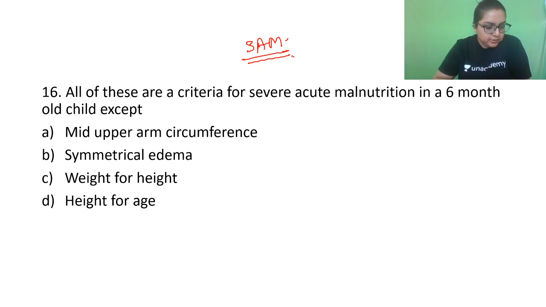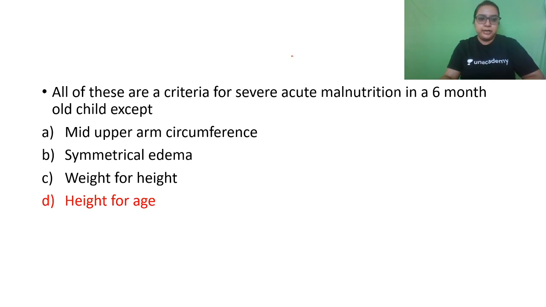Okay, again I'm getting a mixed picture. All are criteria except height for age. For SAM, the three measurements are: mid-arm circumference less than 11.5, symmetrical edema, and weight for height, right? Correct. Height for age is more for a chronic type of malnutrition. But for SAM, we have all these three parameters. Got it, all of you? So D is the answer.